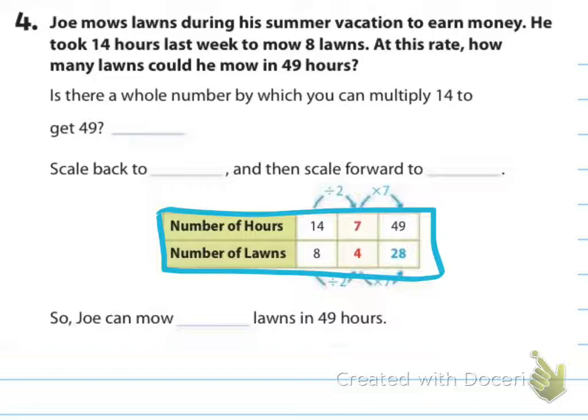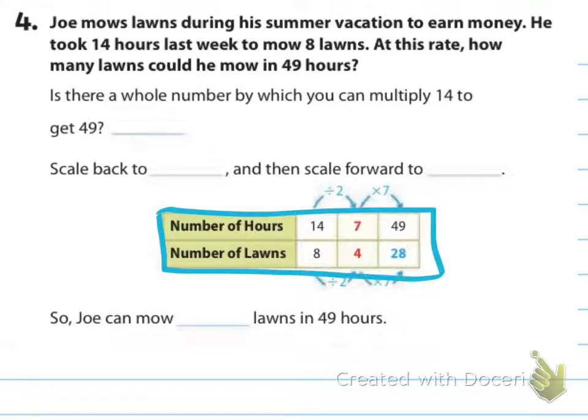Are we going to find the least common multiple? That seems like a big number. How about the greatest common factor? That's more reasonable, because you can't go from 14 to 49. It's not a direct link. It's not like it's times 3 or it's times 4.